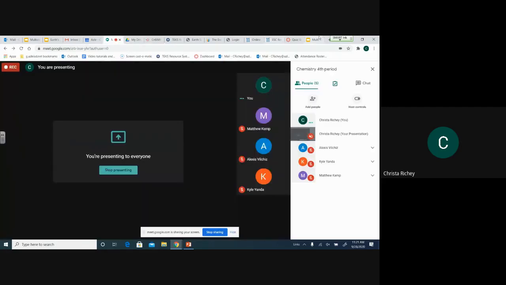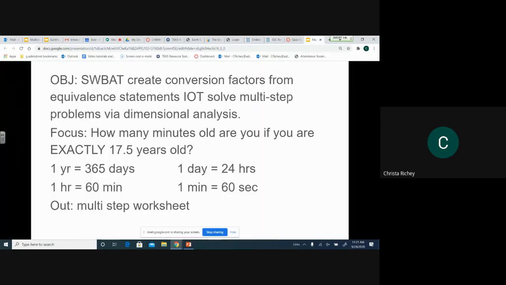So back here. All right, let's see if the board lets me write on it. It says, how many minutes old are you if you are exactly 17.5 years old? Now, I like doing the fence post, which is the same thing as the factor method. It's just not all the parentheses. It's one big division line, and then you separate your factors with these up and down fence posts.